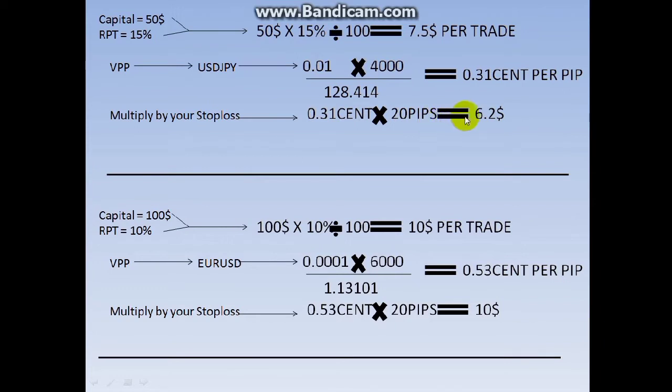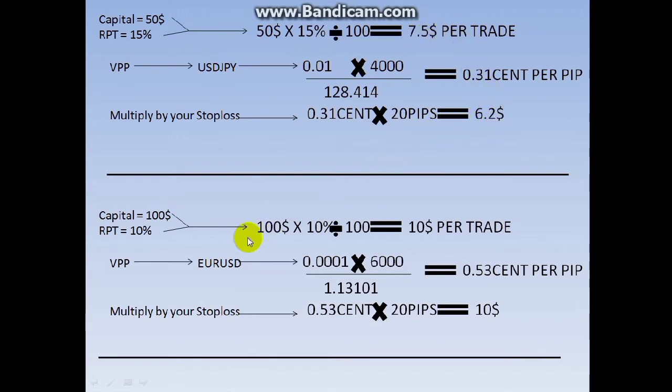So what this means is that if our stop loss gets taken out, we are going to be losing $6.2, and we are actually risking $7.5 per trade. So $6.2 is nowhere close to the percentage that we are willing to lose. So that is still fair enough, right?